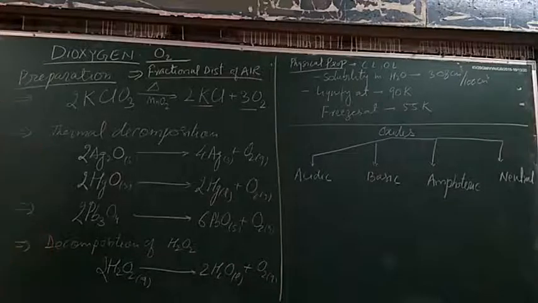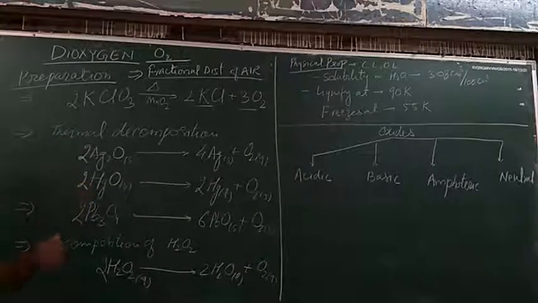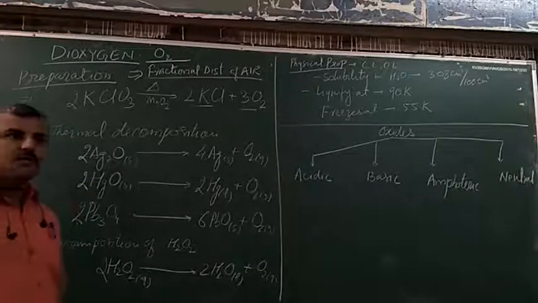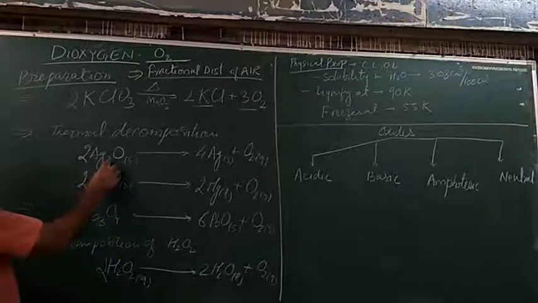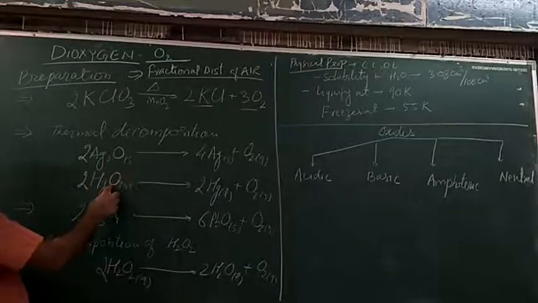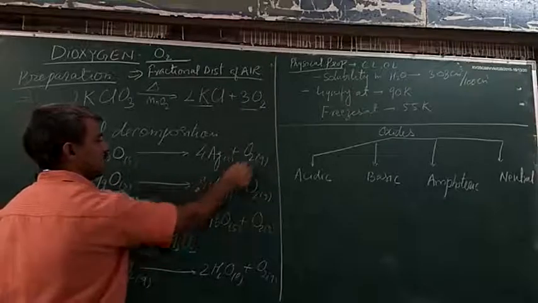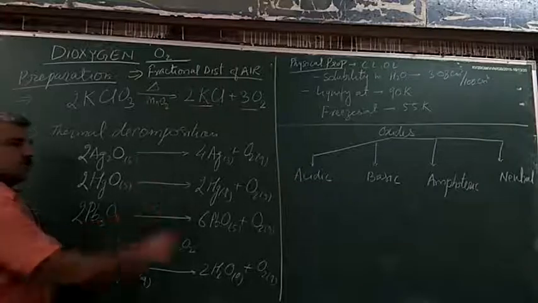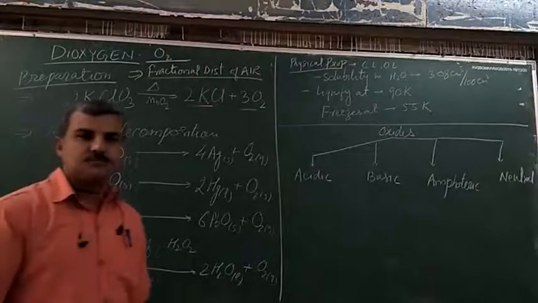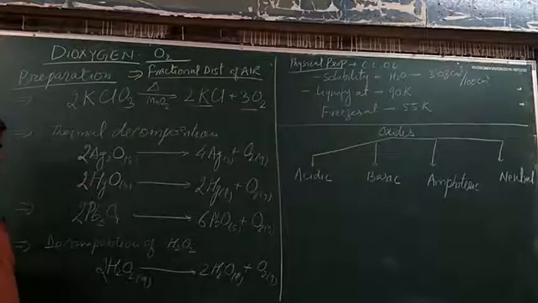Other than this, by thermal decomposition of metallic oxides, especially metallic oxides which are less reactive. Silver oxide, mercury oxide, on direct heating decompose into pure metal and oxygen gas. That you have already studied in class 10th metallurgy. Okay. By reduction, they undergo self-reduction.